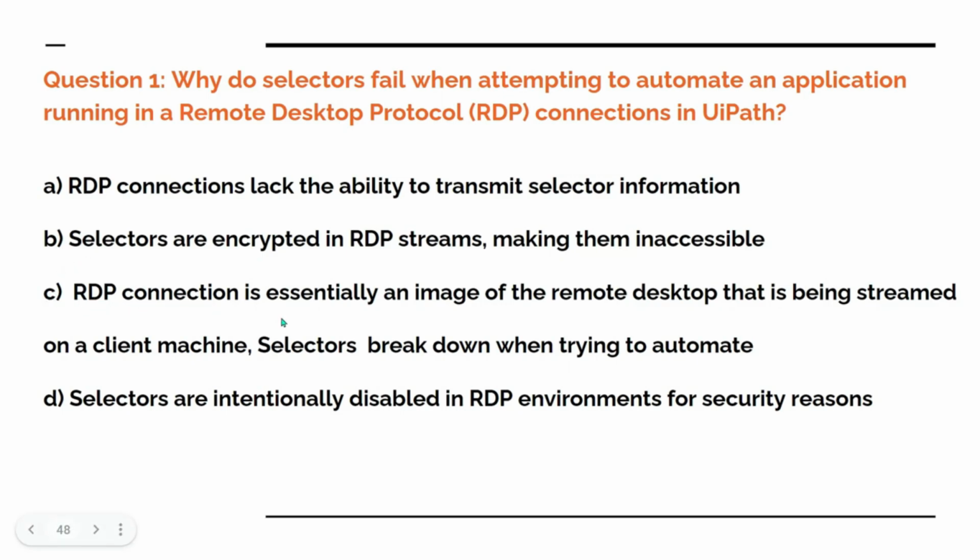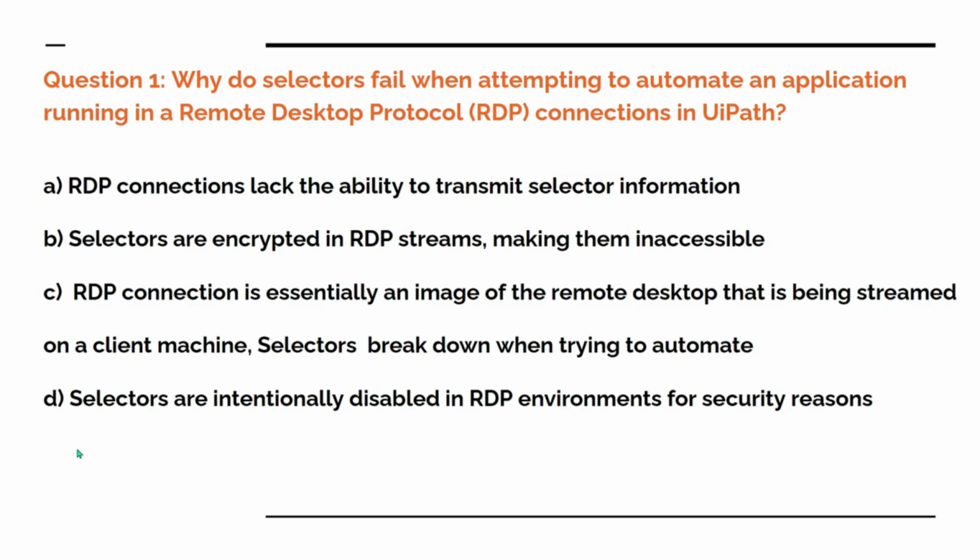Option C, an RDP connection is essentially an image of the remote desktop that is being streamed on a client machine. Selectors break down when trying to automate. D, selectors are intentionally disabled in RDP environments for security reasons. Now, out of this, which is the best answer? A couple of options could seem right, RDP connections lack the ability or selectors are encrypted. All these options might sound right, but what is the best answer that you feel out of these 4? So take your time, pause this video and comment your answer for this question. What do you think?